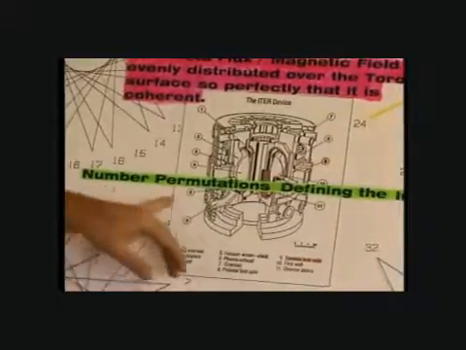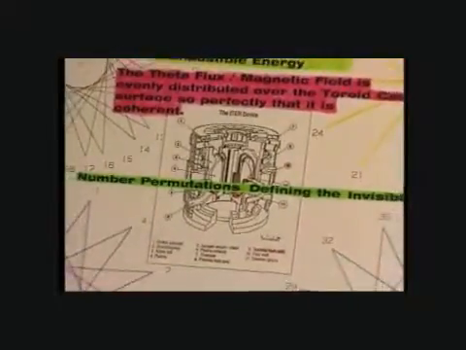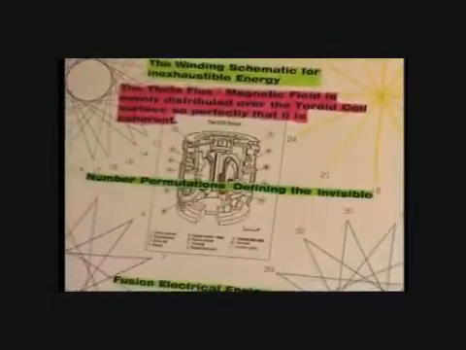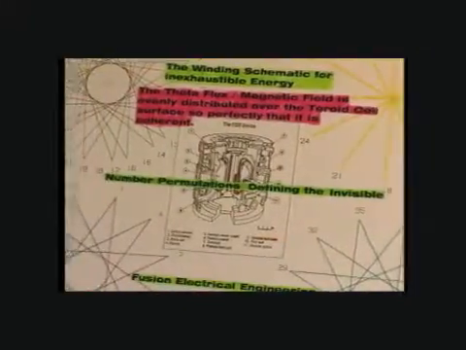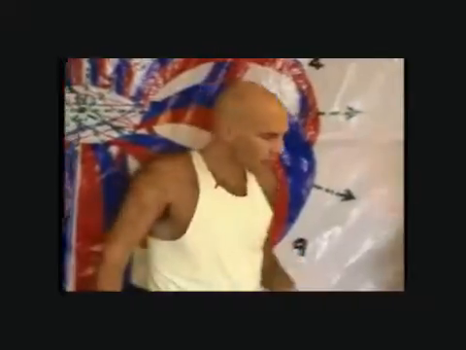Number of permutations defining the invisible. And that's what we're going to be learning, number of permutations, how they work. Okay? Can everyone see that real well? Yeah? Okay.